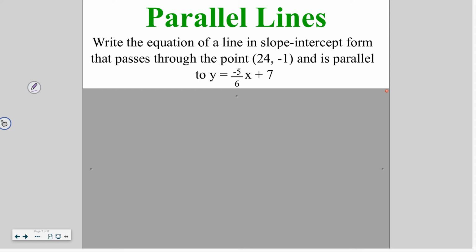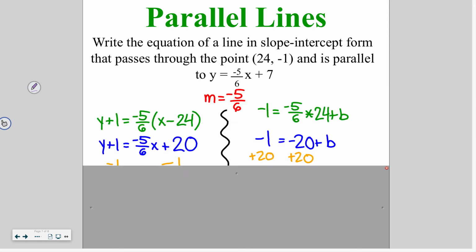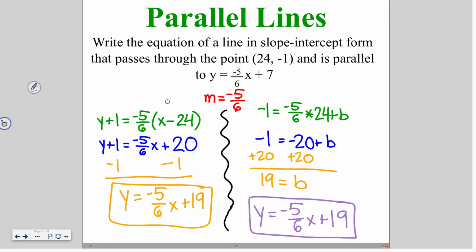Go ahead and try this one on your own. Again, using our point-slope format, we distribute, and then we're going to subtract 1. If we're solving for b, we're going to multiply and then add the 20 to the other side. Either way, you get your equation of y is equal to negative 5/6 x minus 19.